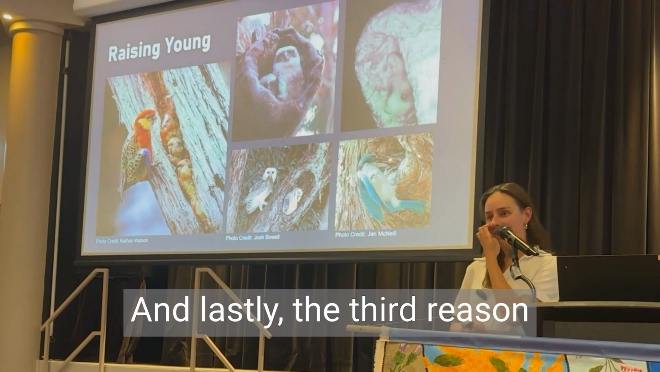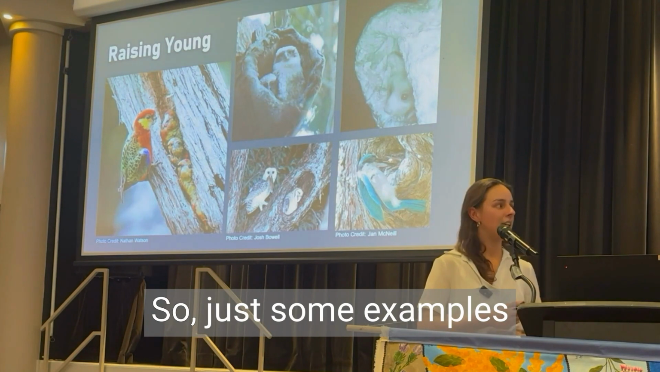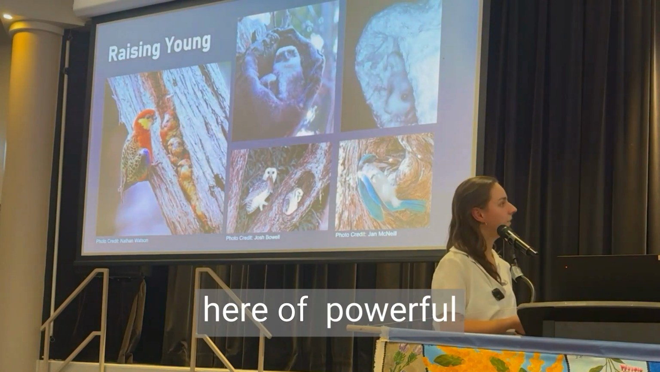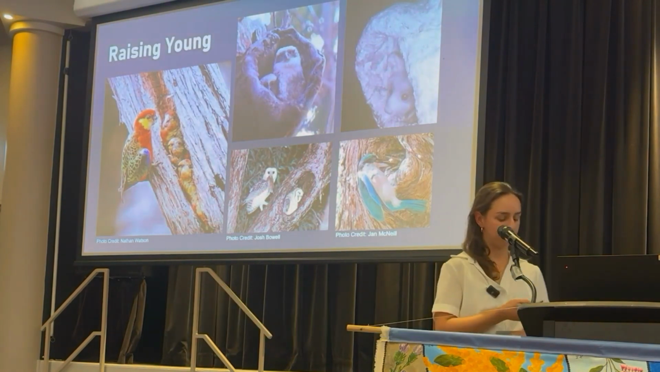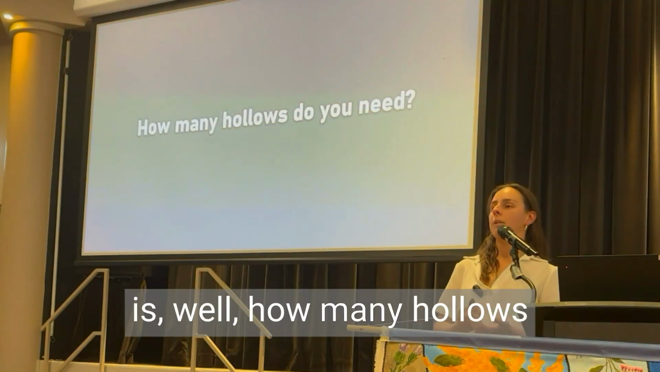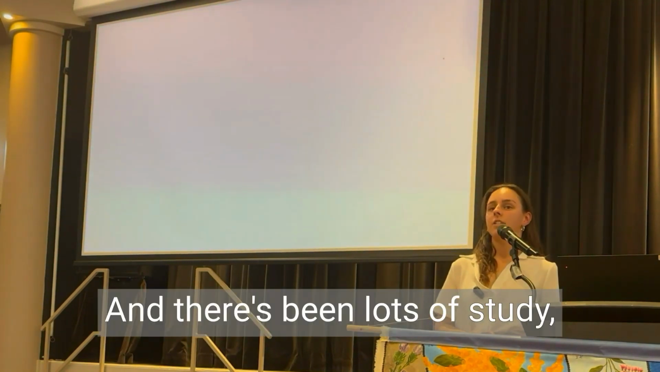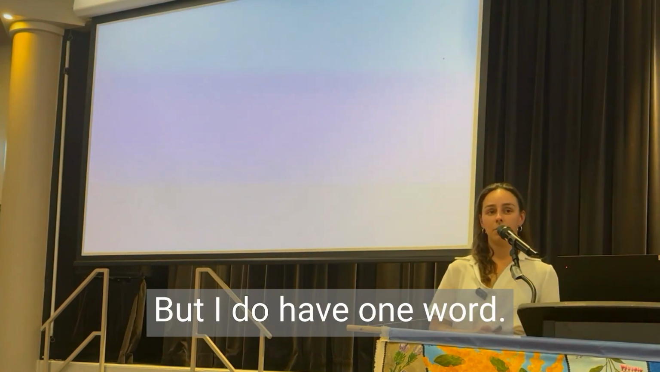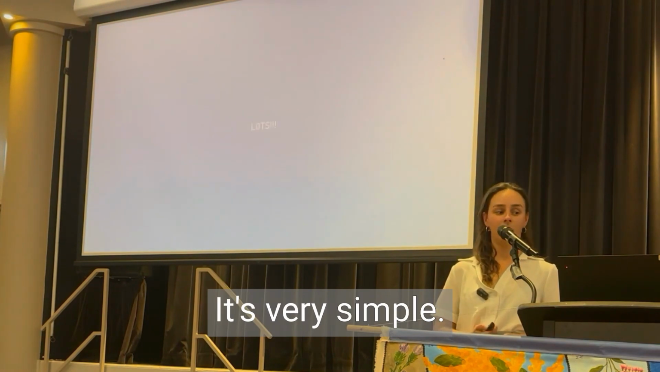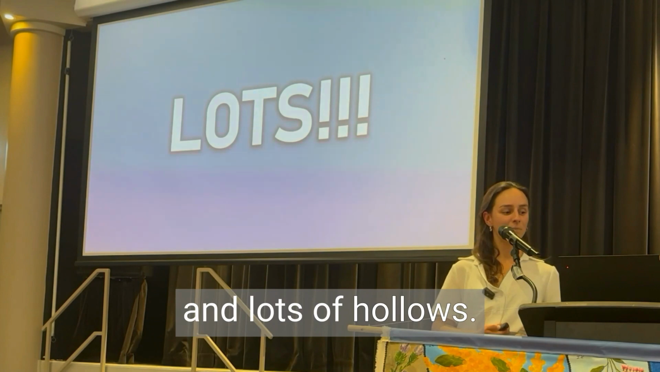And lastly, the third reason why Australian animals use hollows is to raise their young. So just some examples here of powerful owls up here, greater gliders and kingfishers. A common question I get is, well, how many hollows do these animals need? And there's been lots of study, decades of research, and it's hard to pinpoint one number. But I do have one word. It's very simple. Lots. We need lots and lots of hollows.